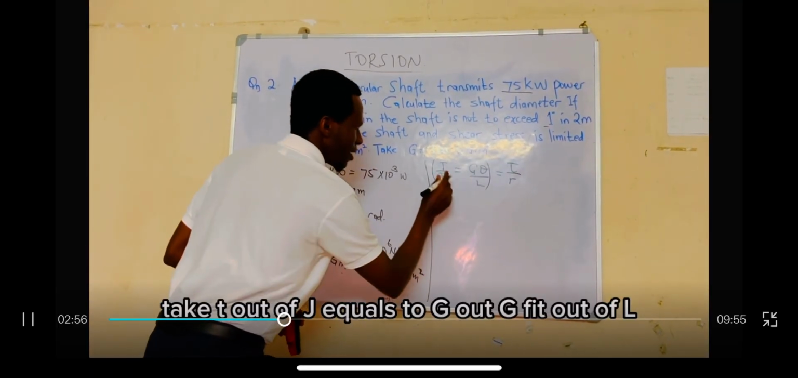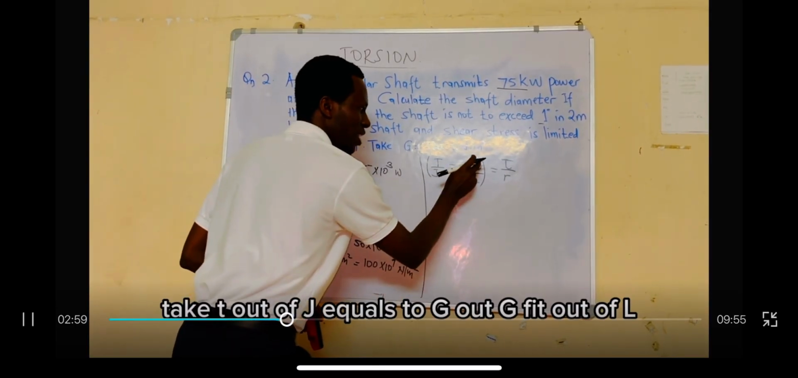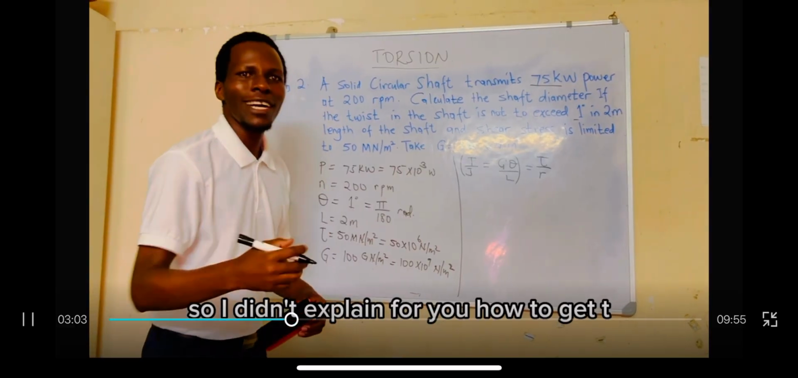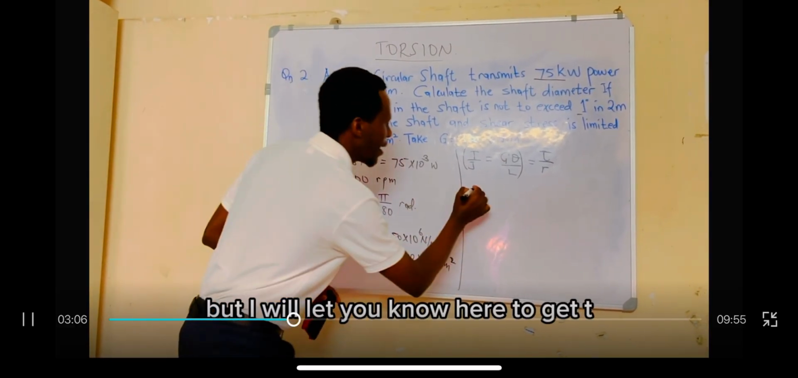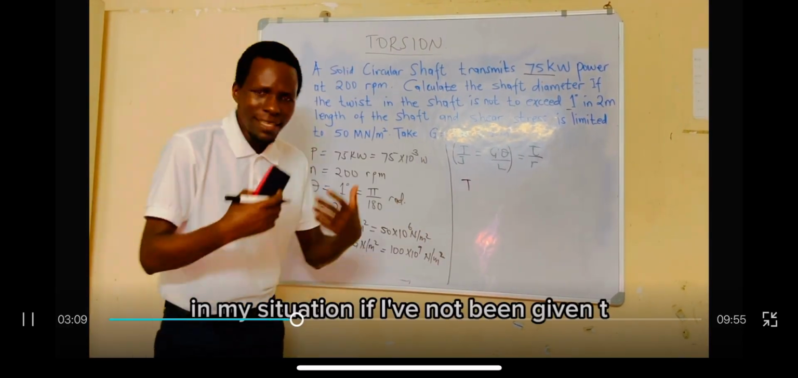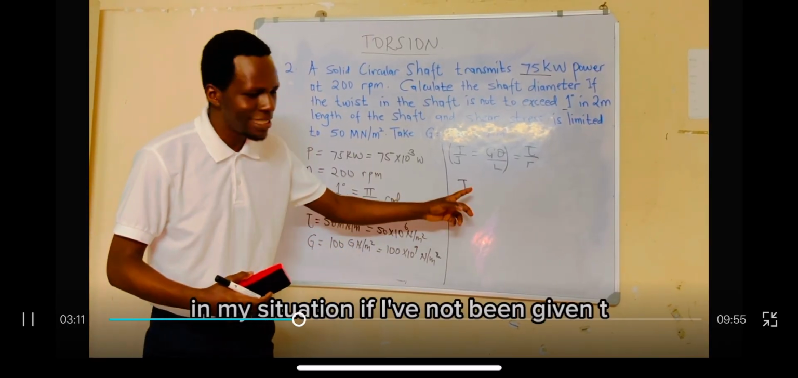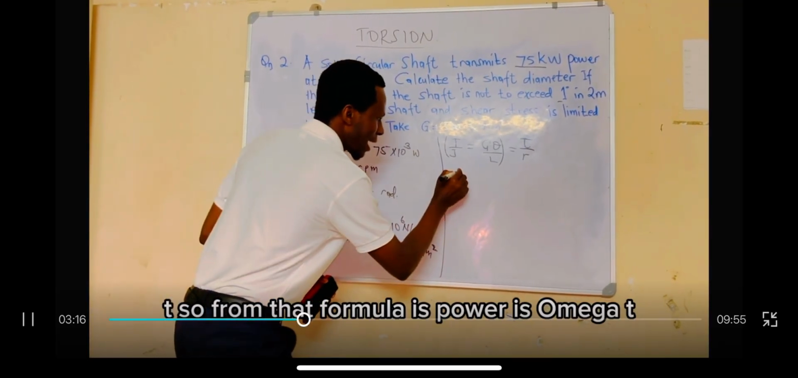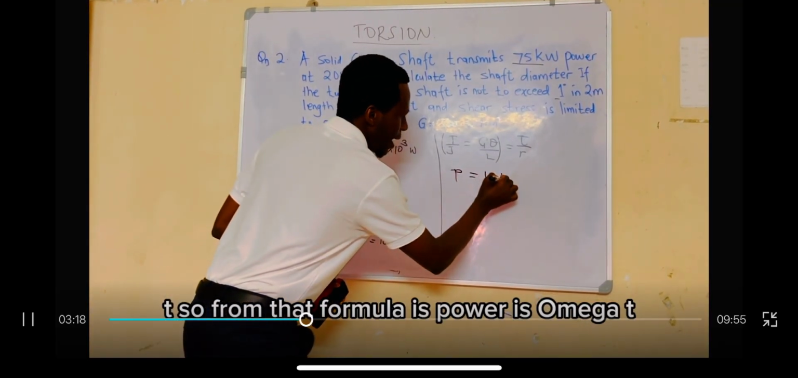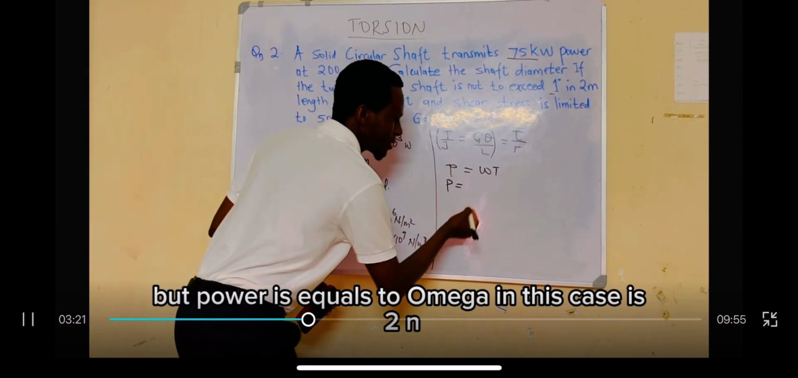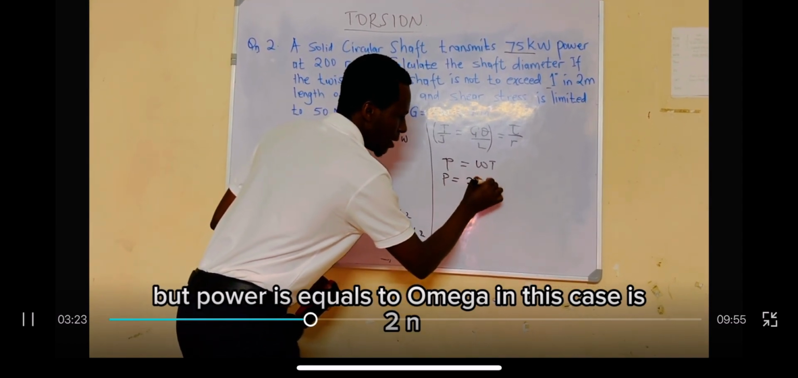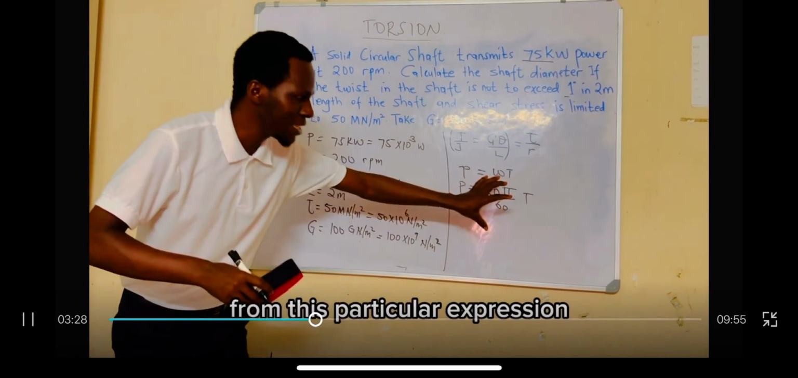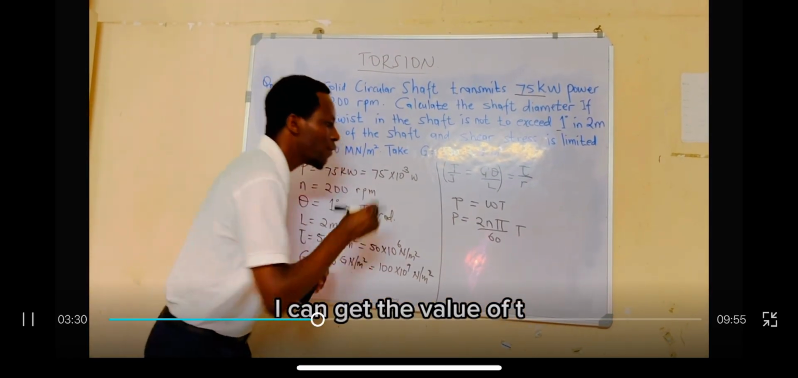Let's take the first one. If I take T out of J equals to G theta out of L, I don't know T. So I didn't explain for you how to get T, but I will let you know here. In my situation, if I've not been given T, then I need a formula that will help me calculate T. So from that formula, power is omega T. But power is equals to omega, in this case 2 n pi out of 60, then times T. From this particular expression, I can get the value of T.